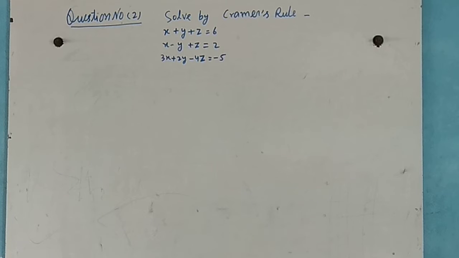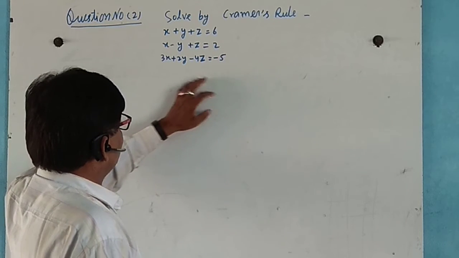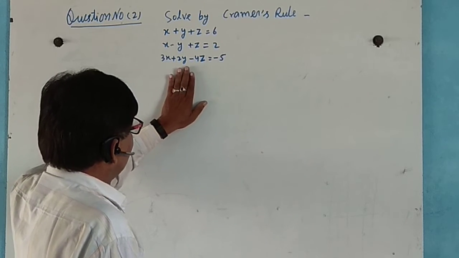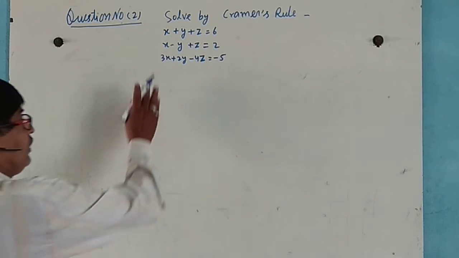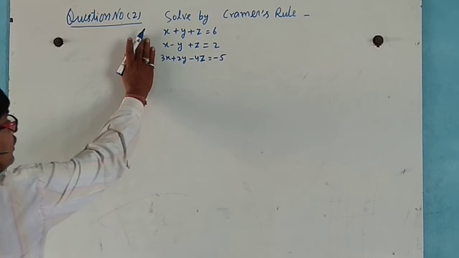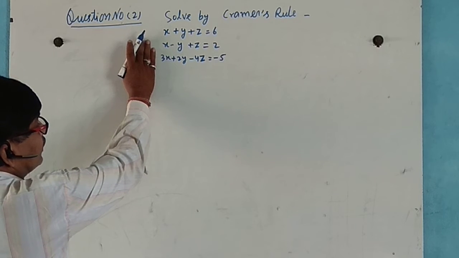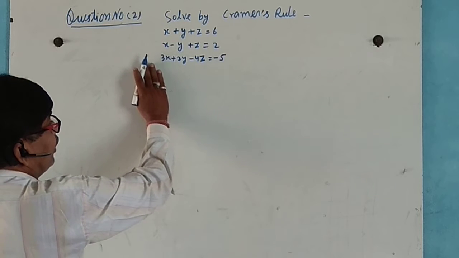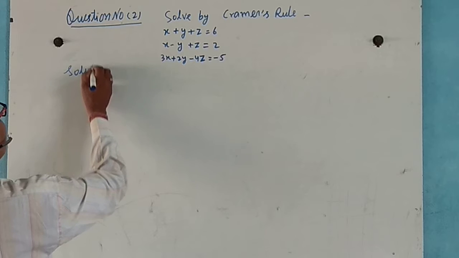First, x plus y plus z equals 6, x minus y plus z equals 2, 3x plus 2y minus 4z equals minus 5. This linear system with 3 variables x, y, z is solved by Cramer's rule. Here is the solution.